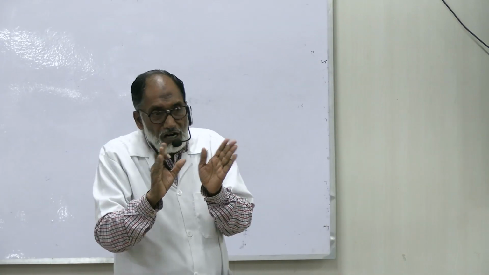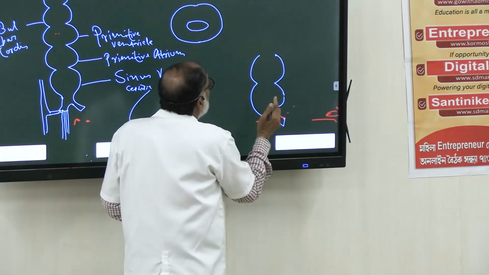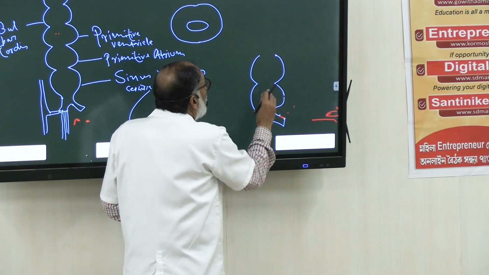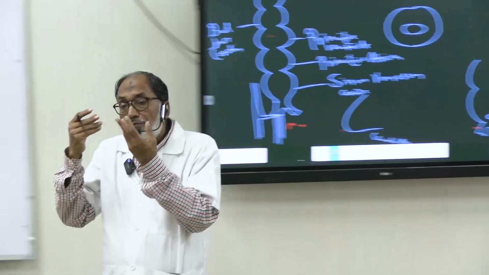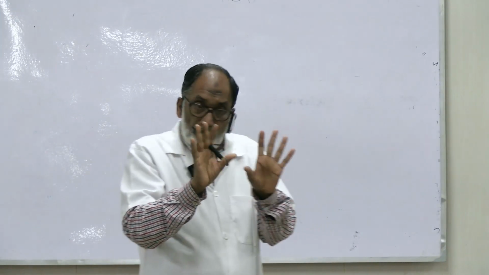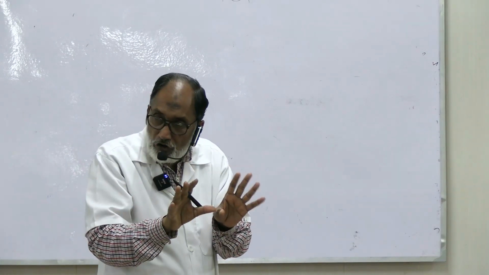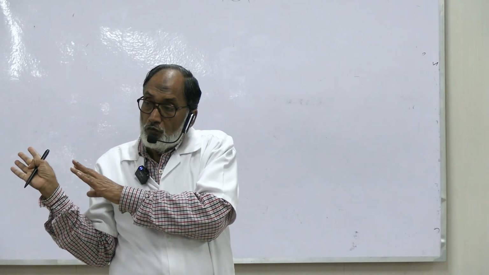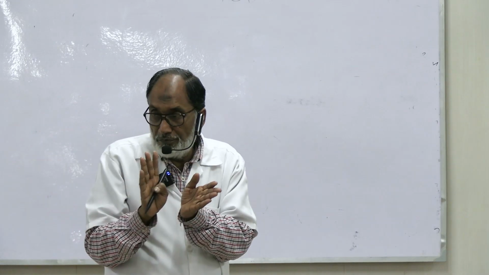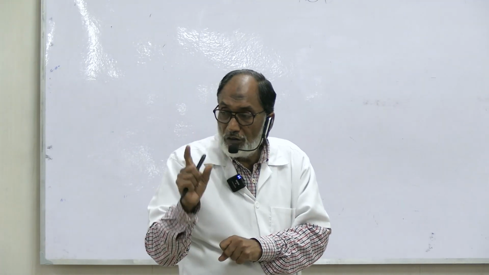Right horn, ultimately the right horn as well as the body. This is the body of the sinus venosus. The body and the right horn of the sinus venosus will be merged. That you must remember. Body as well as right horn will be merged within the wall of the right atrium, and it will form the smooth part of the right atrium.